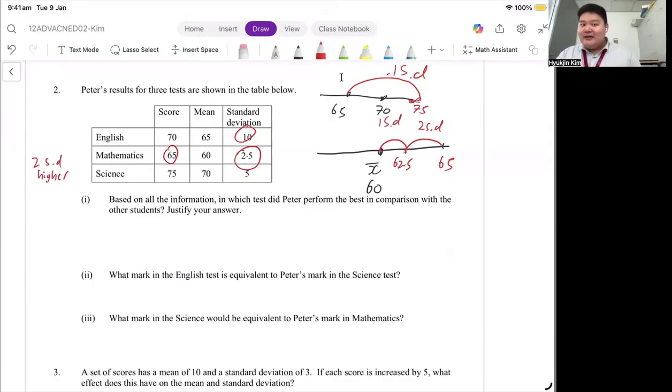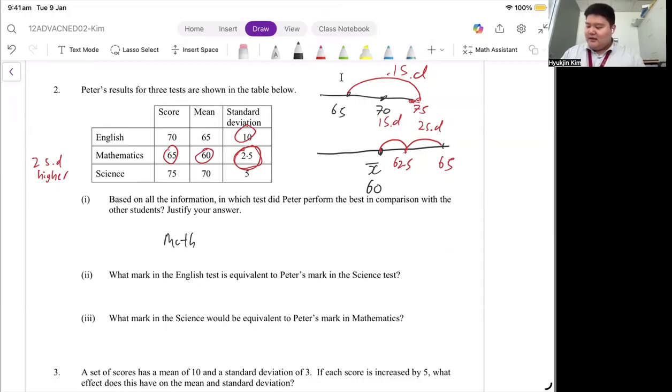Whereas in maths, although the raw score was lower, everyone got 60s and was very clustered. They all got around 60. It's a very low standard deviation. Everyone was around 60, 62.5, 57.5. Whereas English average was 65, but standard deviation was 10. That means a lot of people got results ranging from 55 to 75. Science is the same. It is one full standard deviation away. For maths, it's two standard deviations away.